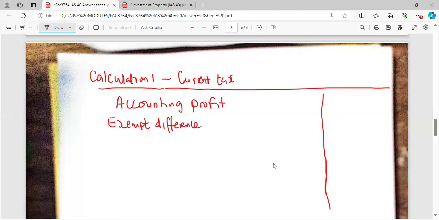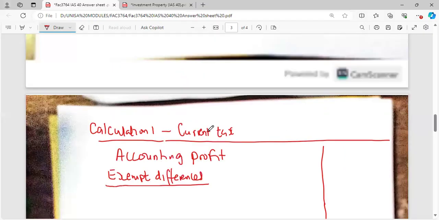Exempt differences are those differences in accounting and tax, which means when we calculated our accounting profit, we were using our International Financial Reporting Standard, International Accounting Standard. But when we go now to calculate the taxable income, then the Income Tax Act will have its own way of calculating. So since you are starting from the accounting profit, we are now saying what is in this accounting profit which is not supposed to be taxable. So those are what is going to be the exempt differences in that case.